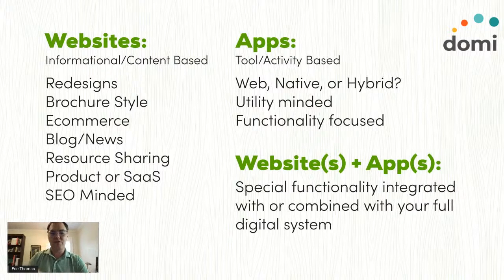Having some identification up front of the type of website can help. So these are just some notes on here: blog, news, resource sharing, product or software as a service, SaaS type. SEO is a big push for anything that you do go down the website path, and some of these can be a mix. It's not just one of these. I'm just saying these are the types of things that you might need that would be part of a site.